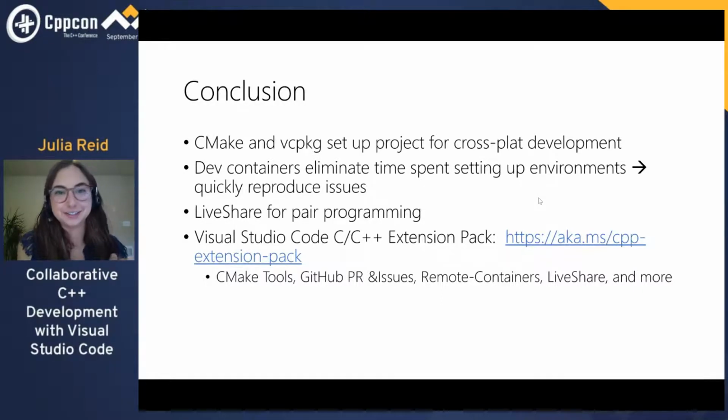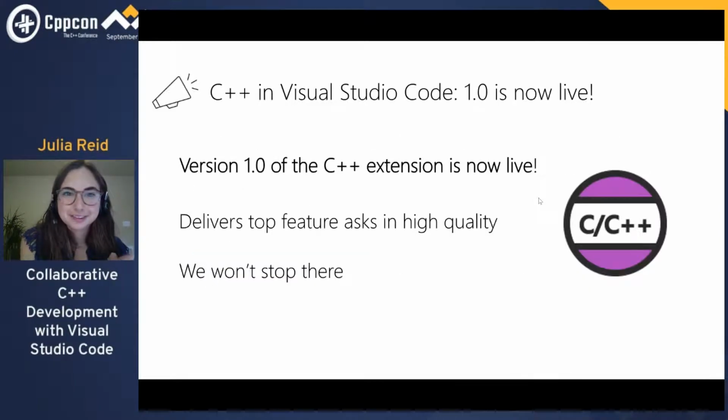And now to get into some exciting announcements. C++ in Visual Studio Code has reached version 1.0 today. During the time that you've been watching this talk, version 1.0 has been released. What does version 1.0 mean?